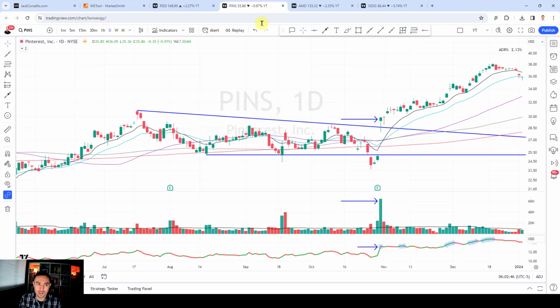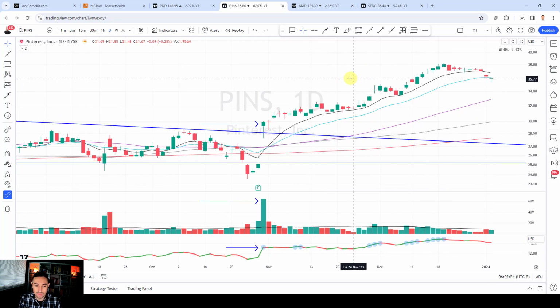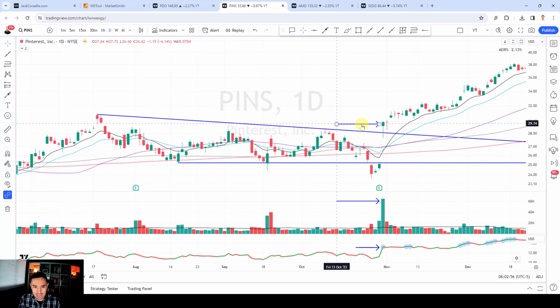So let me now show you another example on Pinterest. So Pinterest, the setup's going to be here, and I'm going to teach you about trigger bars. So this is where I was buying Pinterest. I currently have a long position at the time of filming this video. So we zoom in on Pinterest. We can see it's building this base here, maybe a wedge type pattern or something like that. But then it has earnings reaction here.